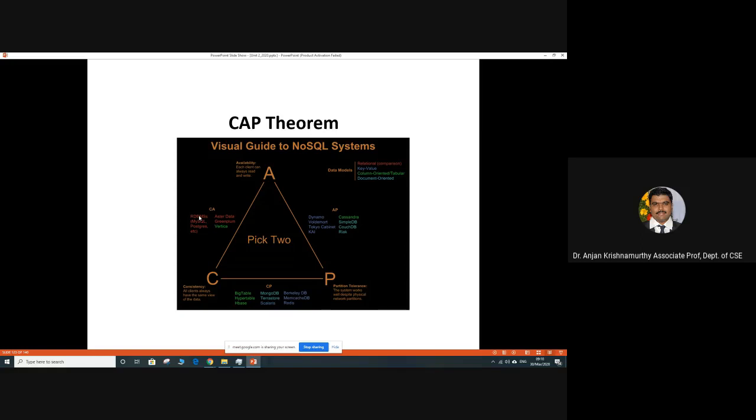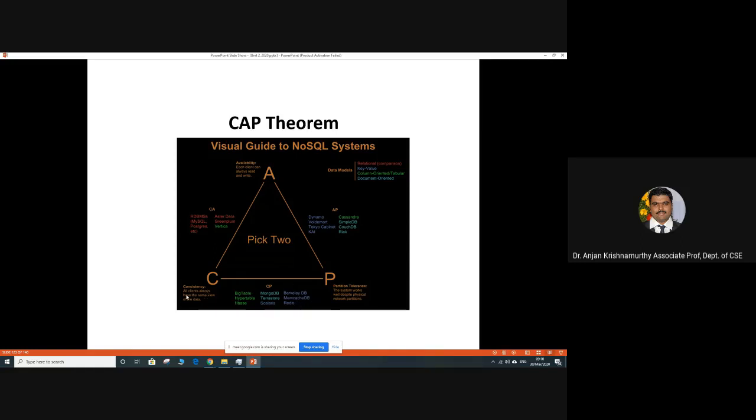Now, when you talk about AP compliant, you've got Cassandra, SimpleDB, CouchDB, Riak, Dynamo, Voldemort, Tokyo Cabinet, KAI. These are some of the AP tolerant databases. Now, when you talk about CP tolerant databases, which are at the bottom, you've got Bigtable, Hypertable, HBase, MongoDB, Terrastore, Scalaris, then Berkeley DB, MemcacheDB, and Redis. These are all the databases.